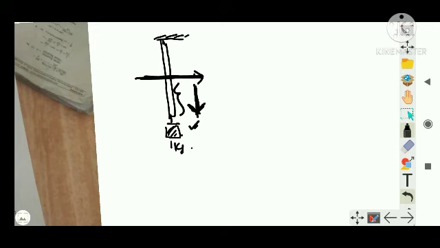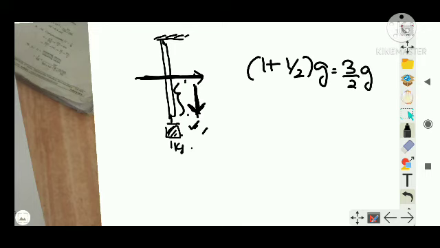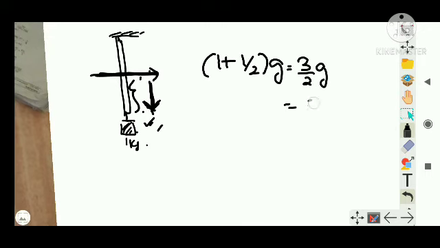So the total weight acting at the midpoint section will be 1, which is this one, plus half a kilogram of this section. So half into g, that is 3 by 2 g, right? 3 by 2 g means 3 by 2 into 10, that is 15 Newton, the weight which is acting at the midpoint.